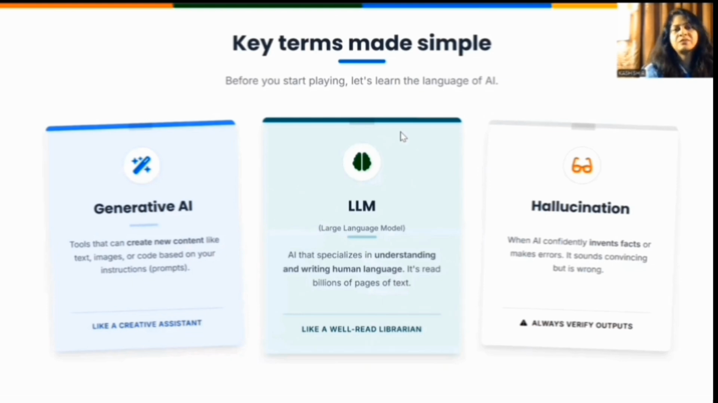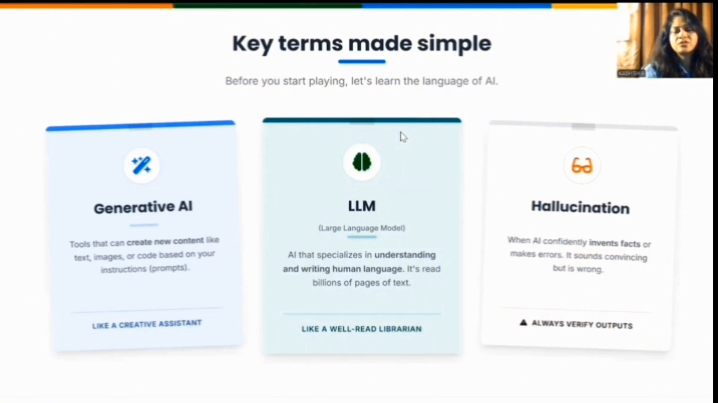Most of the world's languages are used, and we can speak or write in them, and you will get answers in the same language. It has read billions of pages of text. It's not 4, 10, or 100. Billions of pages it could read, like a well-read librarian.